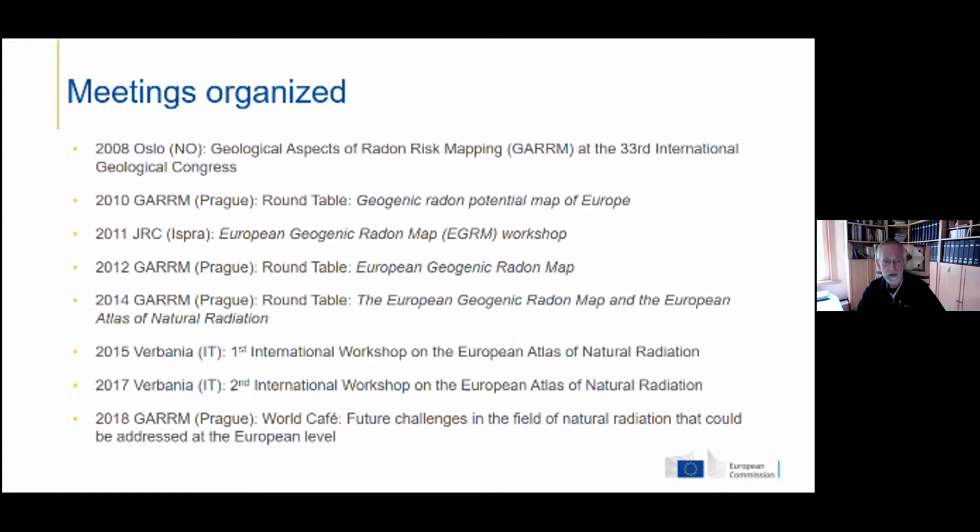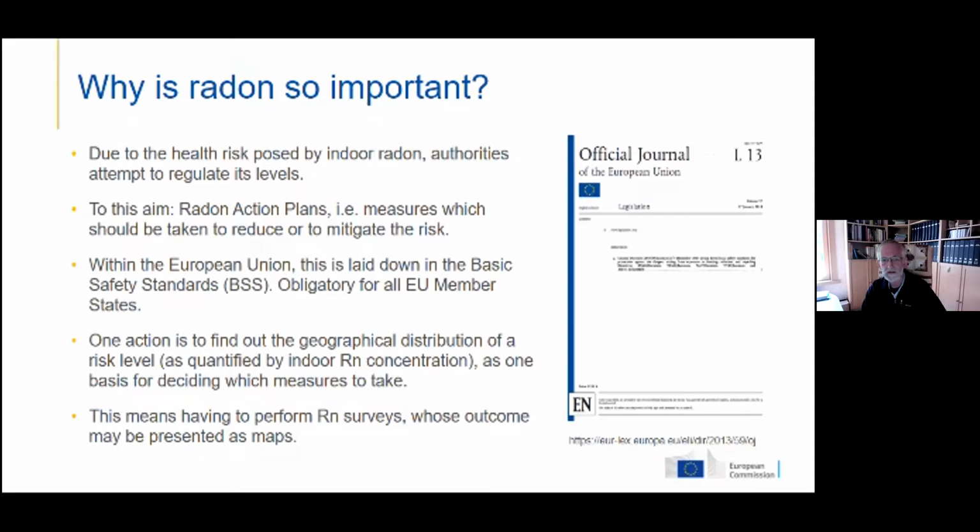One of the actions in this Radon Action Plan is to find out the geographical distribution of the risk level, as quantified by the indoor radon concentration, as a basis also for deciding which measures to be taken. This means, of course, that member states have to perform radon surveys, and the outcomes have to be communicated to the public, for instance, by presenting them on maps.